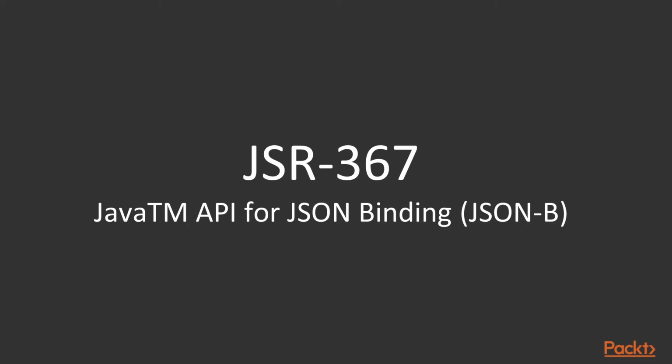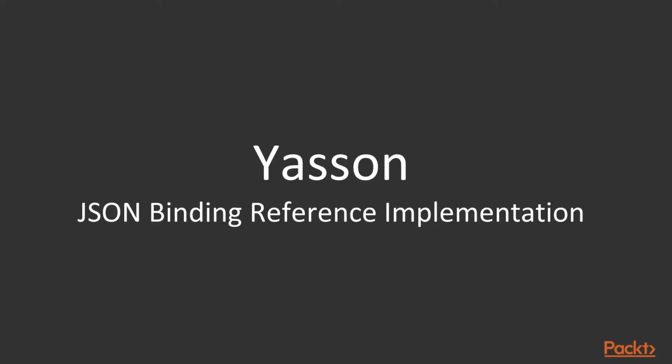All Java EE specifications are created using the Java Community Process. The JSON binding JSR number is 367. According to the JCP, a group of experts must develop a standard API, a reference implementation, and a set of technology compatibility tests, or TCK. And here I'm coming to the point of explaining what Yasson is. Yasson is the JSON binding API reference implementation.